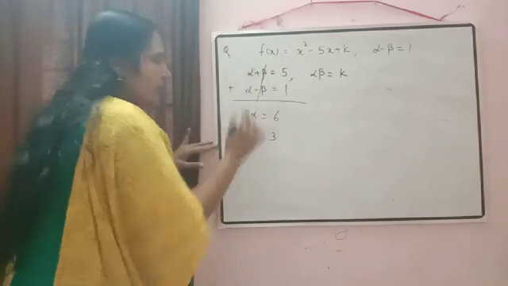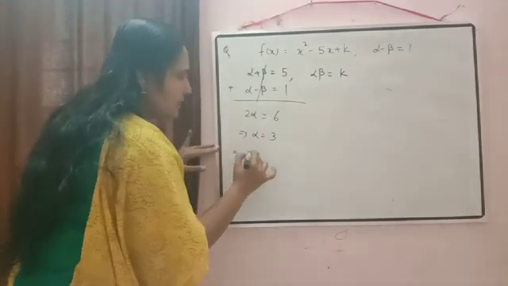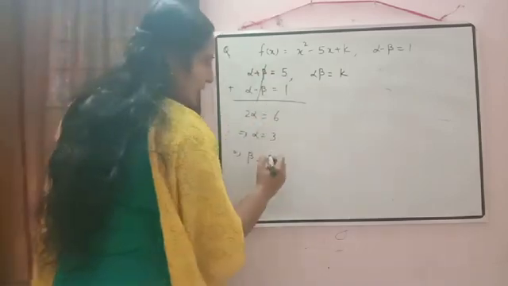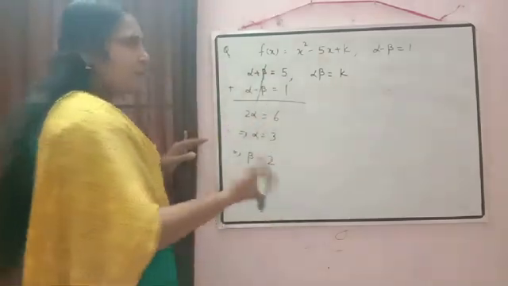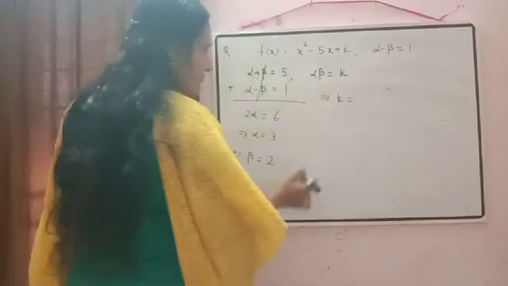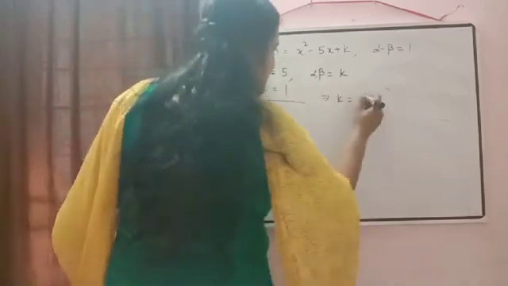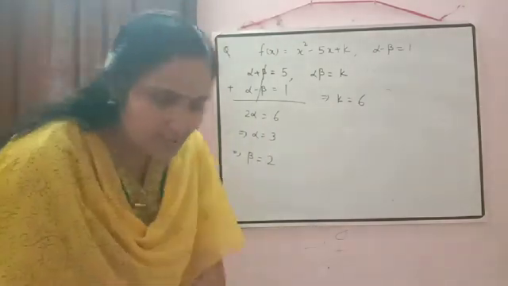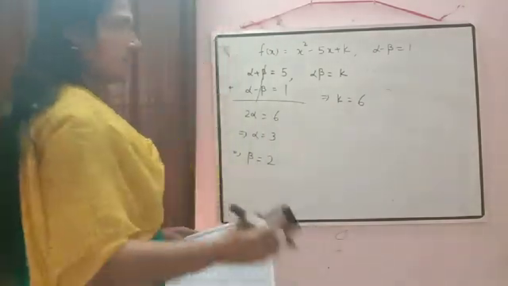Now substitute the value of alpha in any one of the equations. Then what will be the value of beta? 5 minus 3 will be equal to 2. Now we can find out the value of k. K is equal to alpha into beta. So 3 into 2 is 6. So these questions are easy only. Just you should remember all the concepts. Okay. Then now we can check the next question.